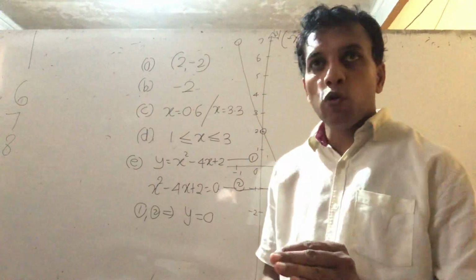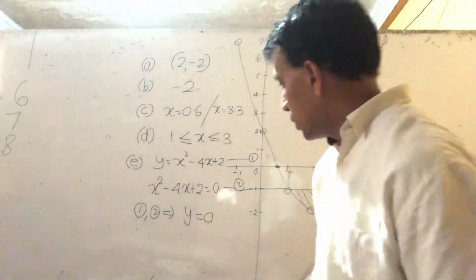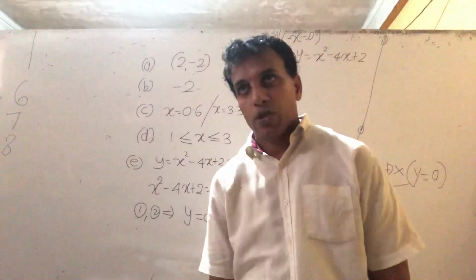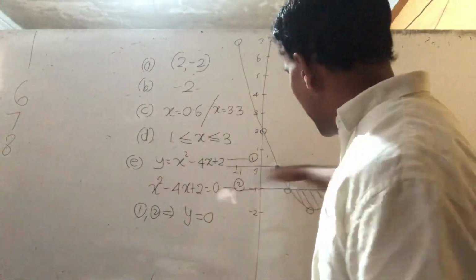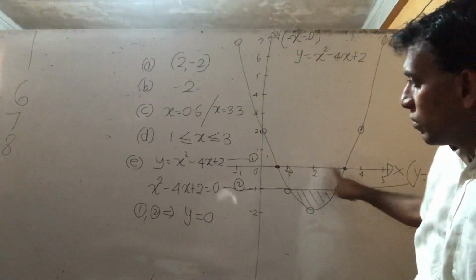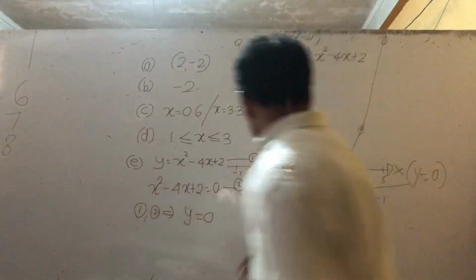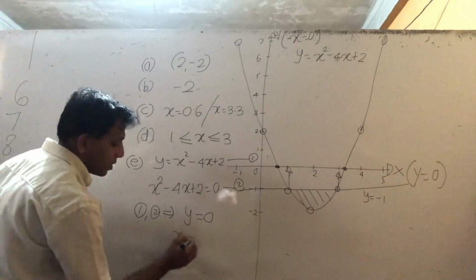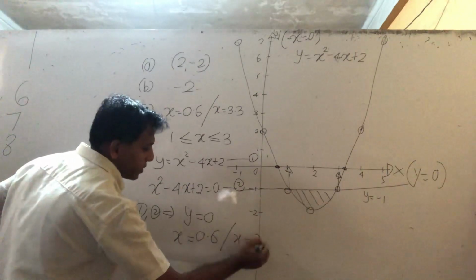So after solving, it always becomes a straight line equation, or linear form. So what is y equals 0? Y equals 0 means the x-axis. Therefore, the solutions are where this parabolic curve and the x-axis cut. This is one solution, this is the other solution for that quadratic equation, right? So I write my answers here: x equals 0.6 or x equals 3.3.